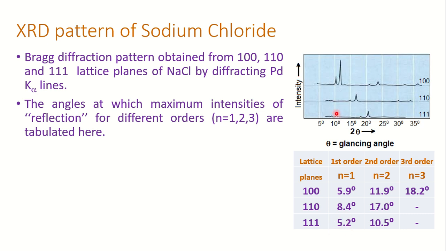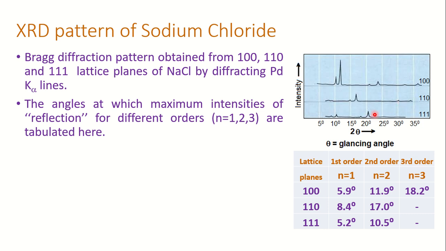This one was considered. But did you mark one thing? Here the first order reflection is the most intense line, the second is a little less intense, and this one is the least. In 100, the first one is the most intense, but this one is less intense.